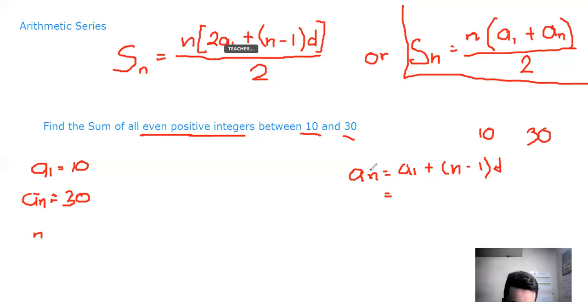Then, what is our a sub n? That is our last term, 30. What is our a sub 1? That is our first term, which is 10. Then, since kailangan natin mahanap kung ilang terms siya lahat, from 10 to 30, kung ilang terms yung may even positive integers natin, ang n natin, magiging n pa rin siya, minus 1. Then, what will be our b? Kung ang tinatanong natin is even positive integers, what will be our common difference?